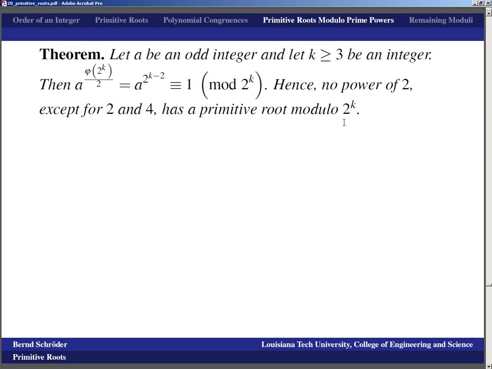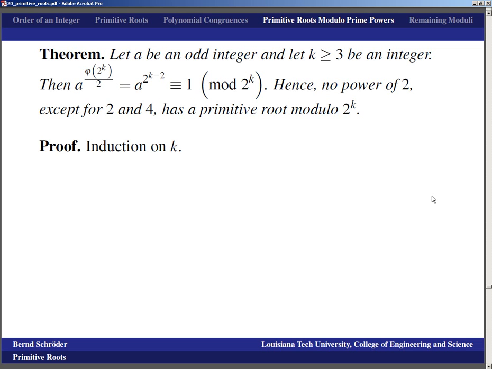has a primitive root modulo 2 to the k, because, let's see, the only numbers that could be primitive roots modulo 2 to the k are the odd numbers, because the even numbers all have a greatest common divisor of at least 2 with the modulus. And we're showing in this theorem that for all the odd integers, a to the phi of 2 to the k over 2 already gives 1, so nothing ever carries through a whole reduced residue system modulo 2 to the k.